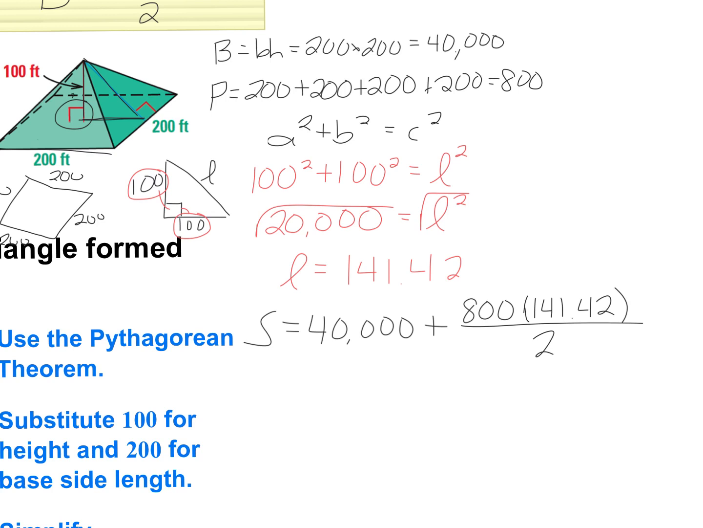Okay, what comes first? Parentheses and multiplying, right? So take 800 times 141.42. If you're doing this in your calculator, leave that in your calculator. What's next? After I multiplied, what's next? Divide by 2, leave in your calculator, and then what's the last step? Yep, plus 40,000. So we get the surface area equals 96,568. What's my label? Feet squared. Good.